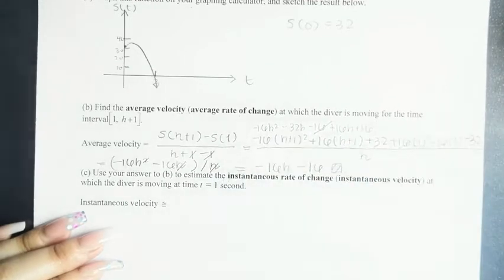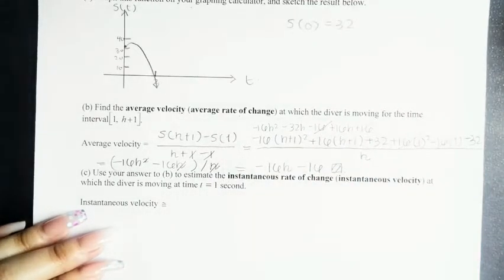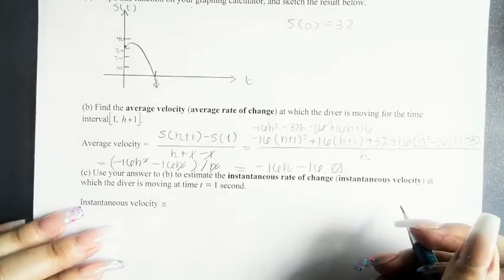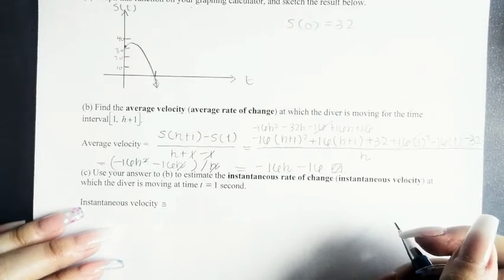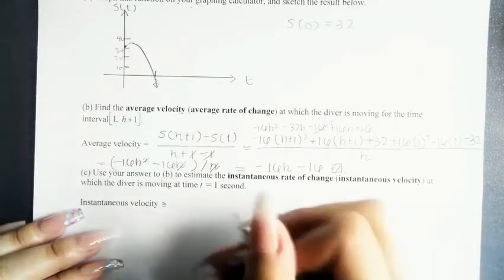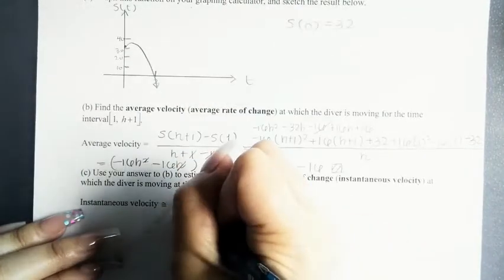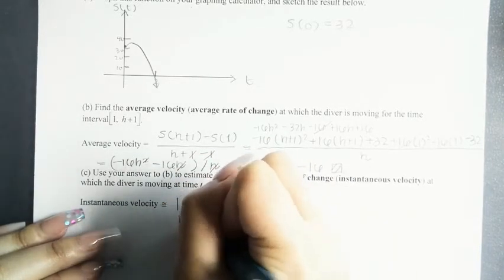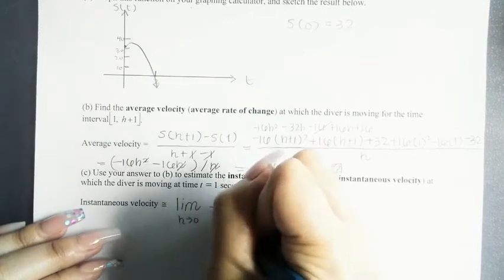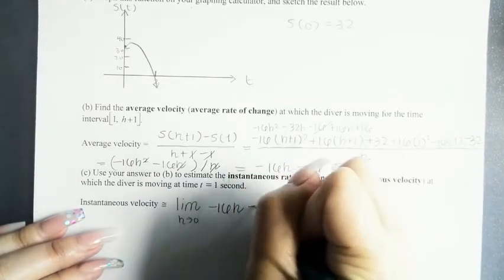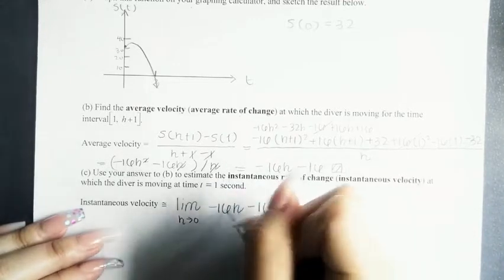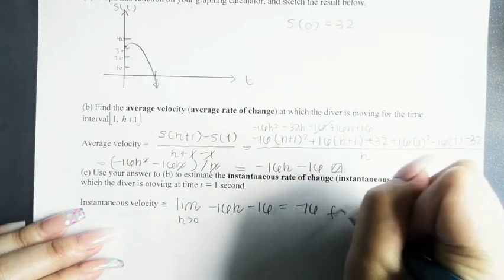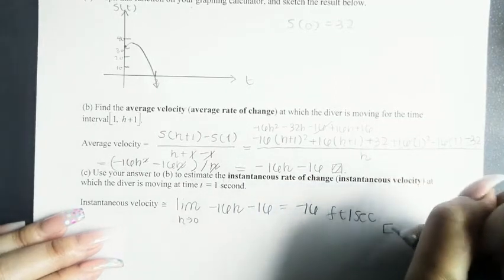Okay, so that's going to be your average velocity. Now, if we use this result to estimate the instantaneous rate of change at which the diver is moving at time t equals 1, what you know is that the instantaneous velocity, following the definition of the derivative, is the limit when h goes to 0 of negative 16h minus 16. What's going to be that one? Well, you plug in the 0, super easy limit, and you know that it's negative 16 feet per second. And that's pretty much it.